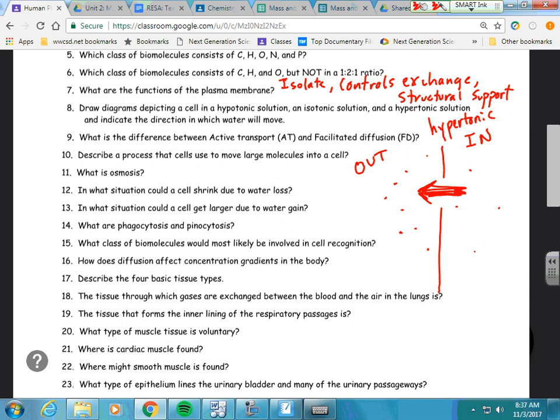And for isotonic, the way I'm going to do that is I'm just going to add a few more dots over here so they're about equal. All right? So water will go out, and water will go in. Okay? Isotonic.